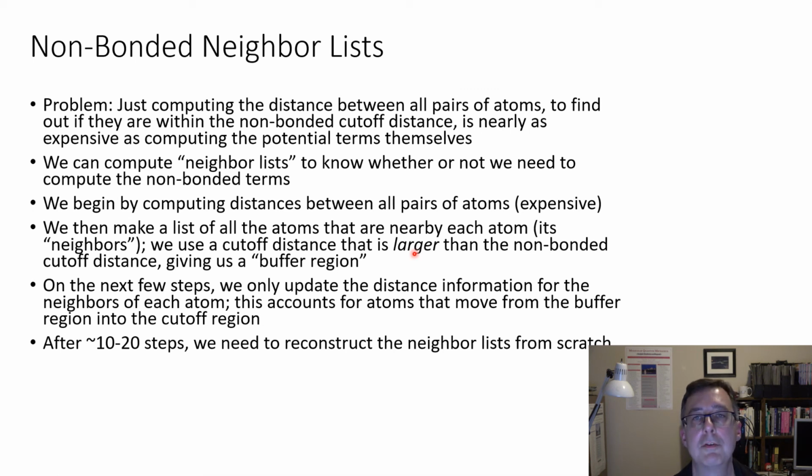Now, what's the danger of this? Well, the danger is I might have things that are not on my neighbor list that have suddenly moved into the buffer region, and I won't know that because I'm not computing all distances. So every so many steps, maybe 10, maybe 20, I need to reconstruct the neighbor list from scratch to account for the fact that maybe some guys now have moved close enough to be on my neighbor list. And this is obviously not perfect, but saves a giant amount of computer time.